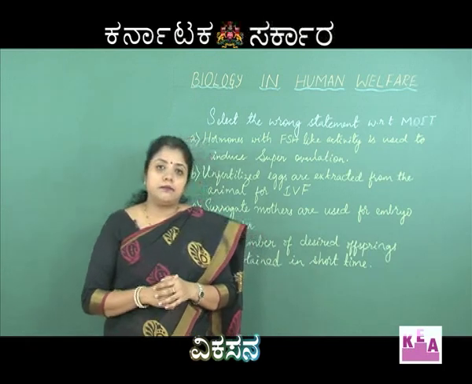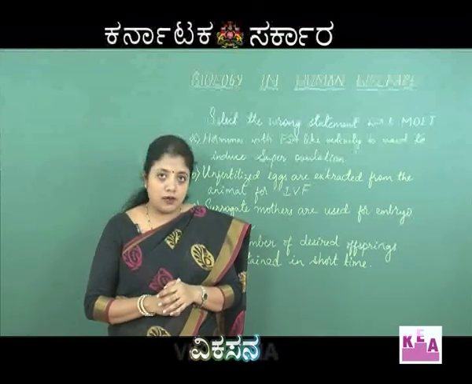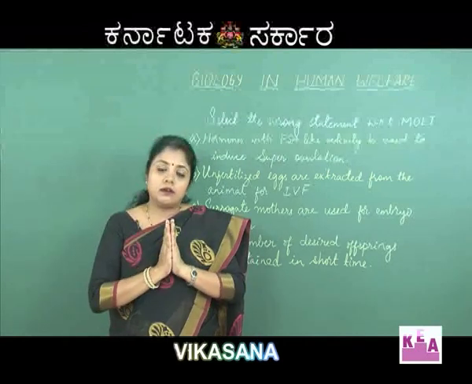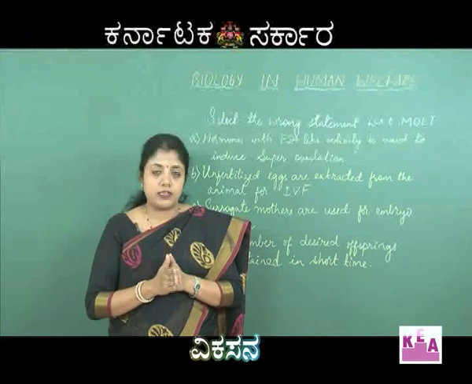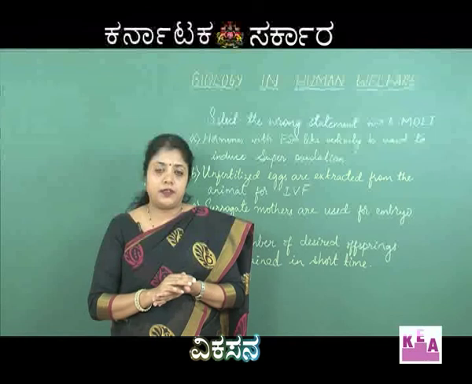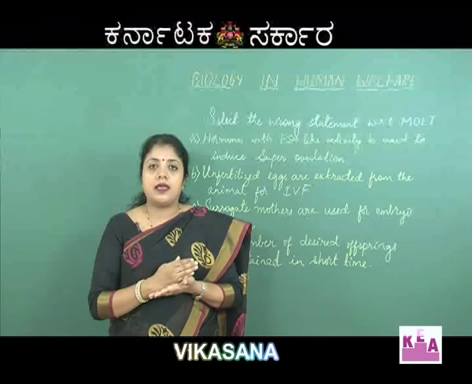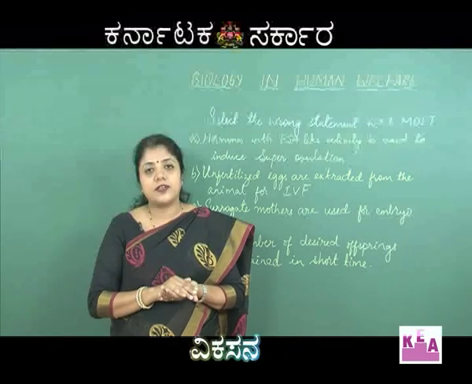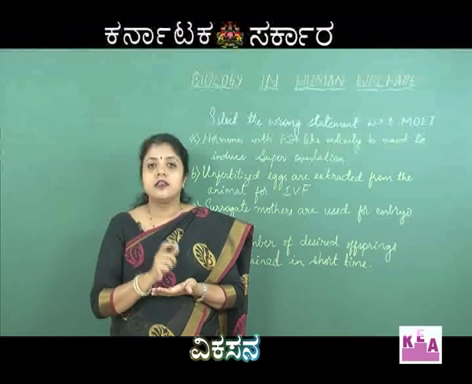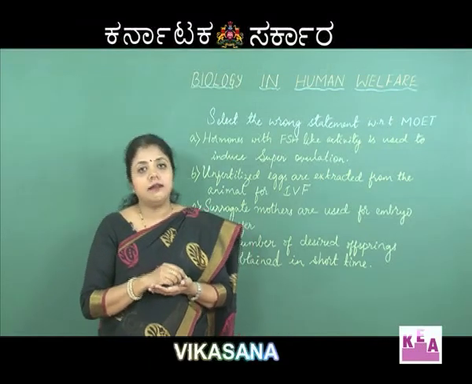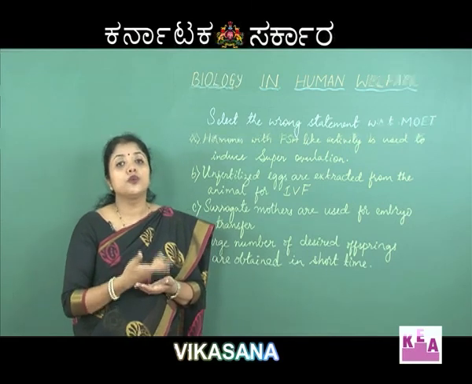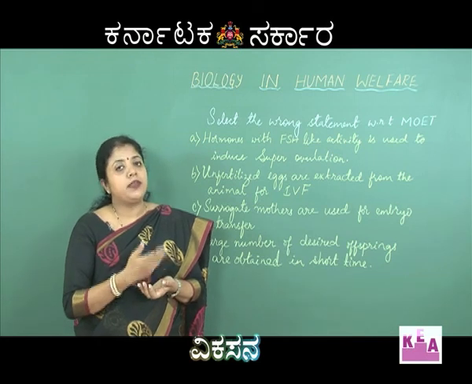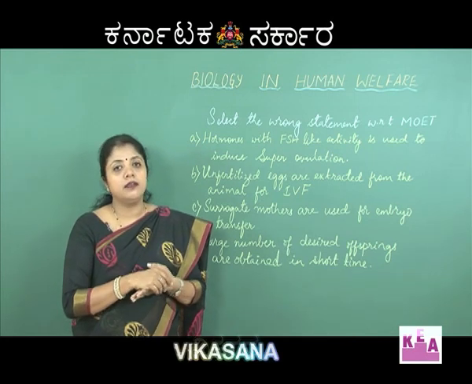Multiple ovulation and embryo transfer technology, or MOET as it is known, is a technique wherein the desired kind of offspring is obtained in a very short time. For this purpose, a superior female animal with certain desired characters is injected with an FSH-like hormone, that is follicle stimulating hormone, and then the animal is allowed to superovulate. The animal will produce a large number of ova, maybe about 6 to 8 ova.